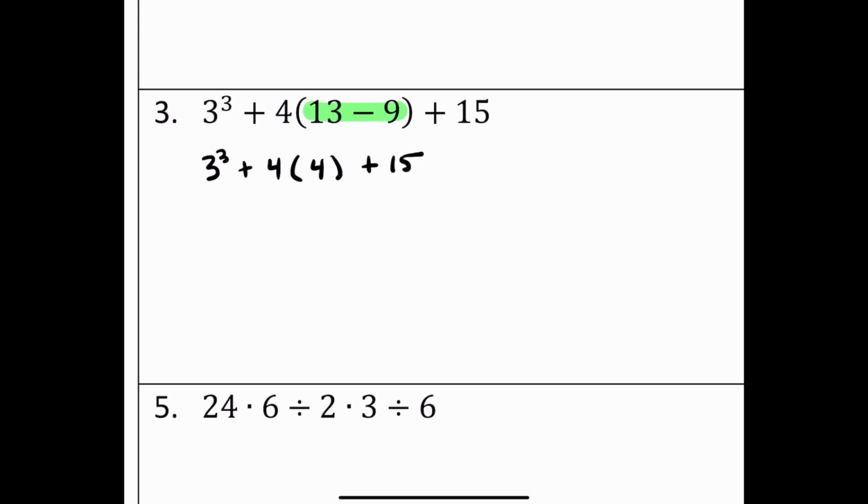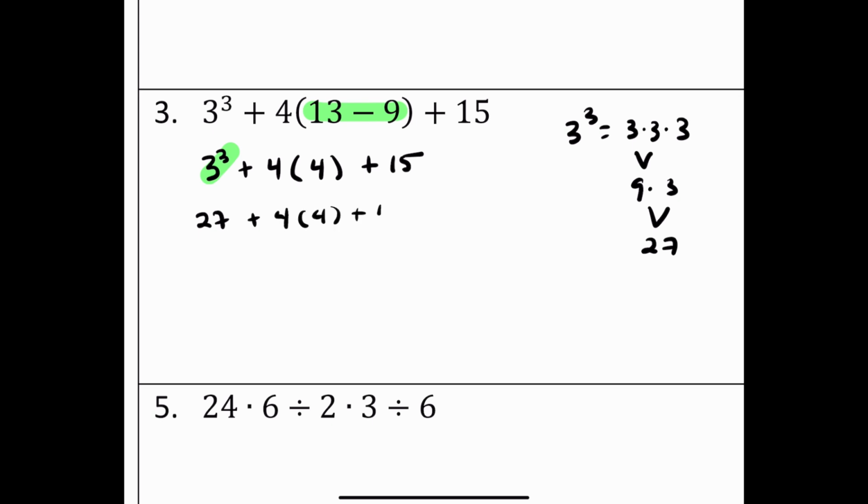And then we see exponents here. We have 3 cubed. Now, 3 cubed is the same thing as saying 3 times 3 times 3. Well, we know that this is 9 times 3. That's 27. So 3 cubed is 27. So 27 plus 4 times 4 plus 15.